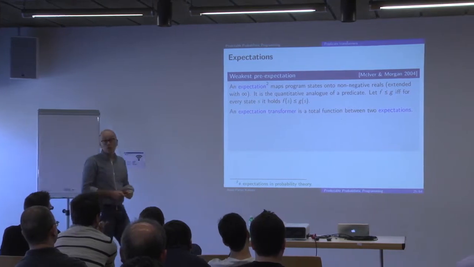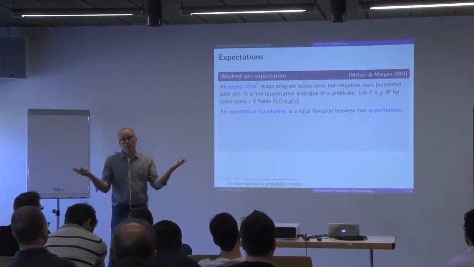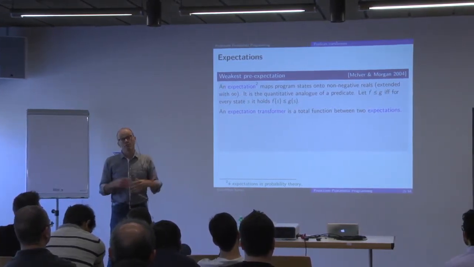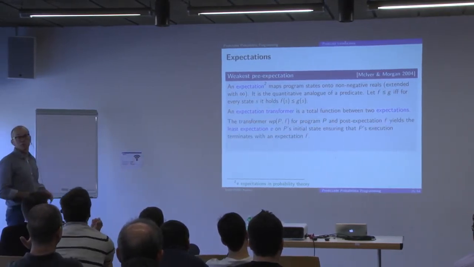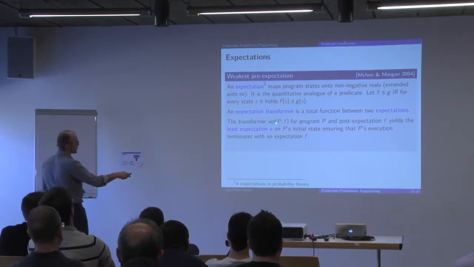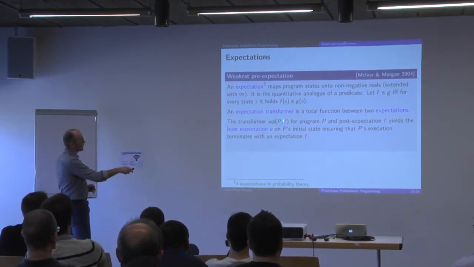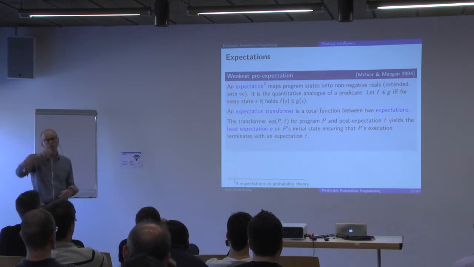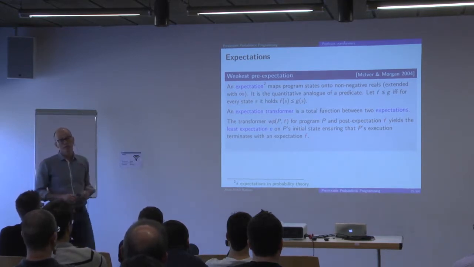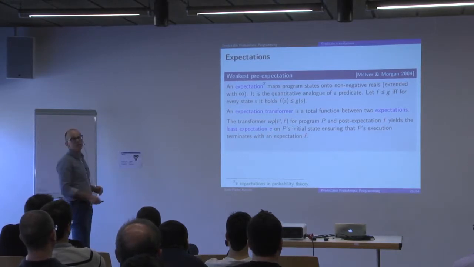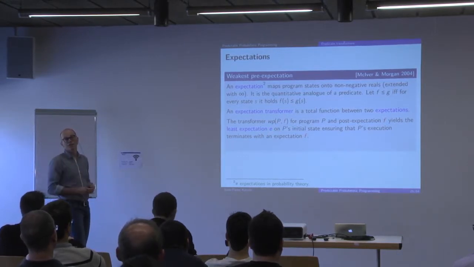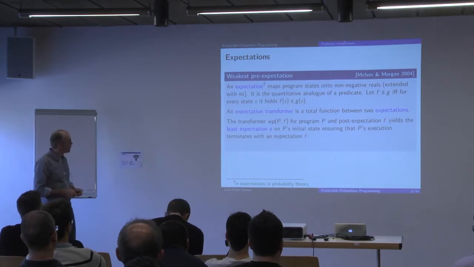Now I have an expectation transformer, like a predicate transformer. It takes an expectation, gives you an expectation. Fine. Now I can define the weakest one. So again, in a similar vein, you can define the weakest pre-expectation of P with respect to an expectation. So I use small letters for expectations, capital letters for predicates. And this gives you the least expectation on the initial state, ensuring that P will terminate and establish F. Good. So far, so good.